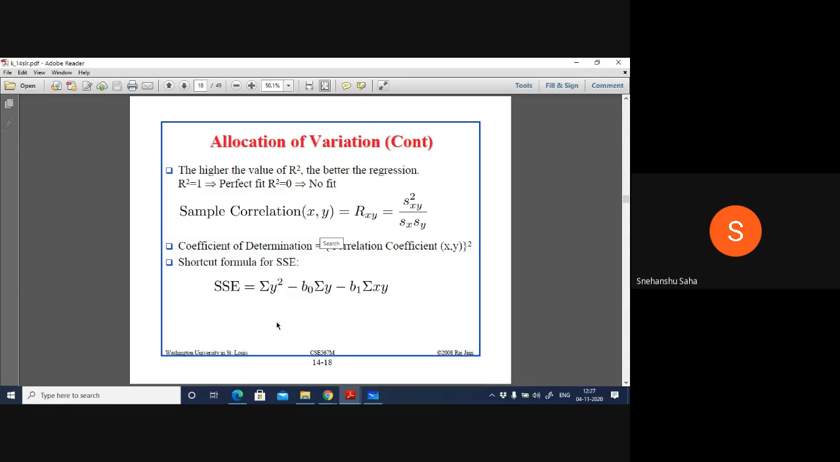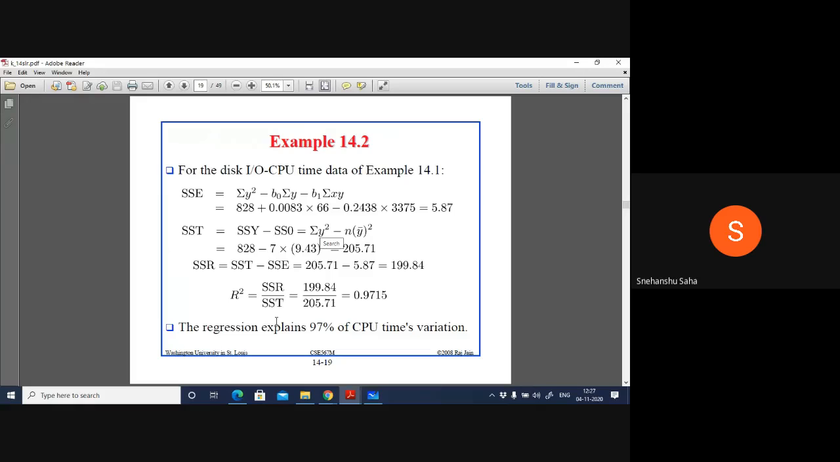We also use the sample correlation to determine all of this. From the example data of the disk input output devices and the CPU time, we can compute all of these values. You have to find out SSE and SST, and if you know both SSE and SST, using those values you can compute SSR.